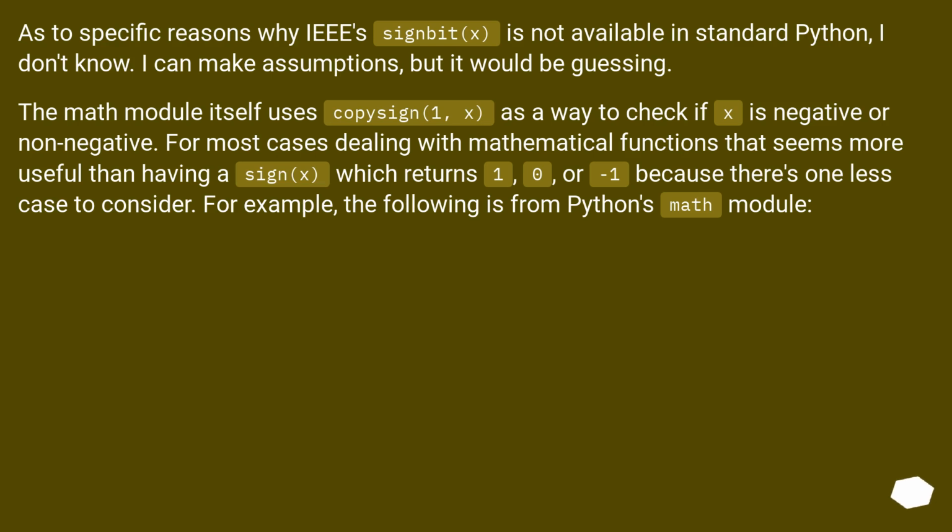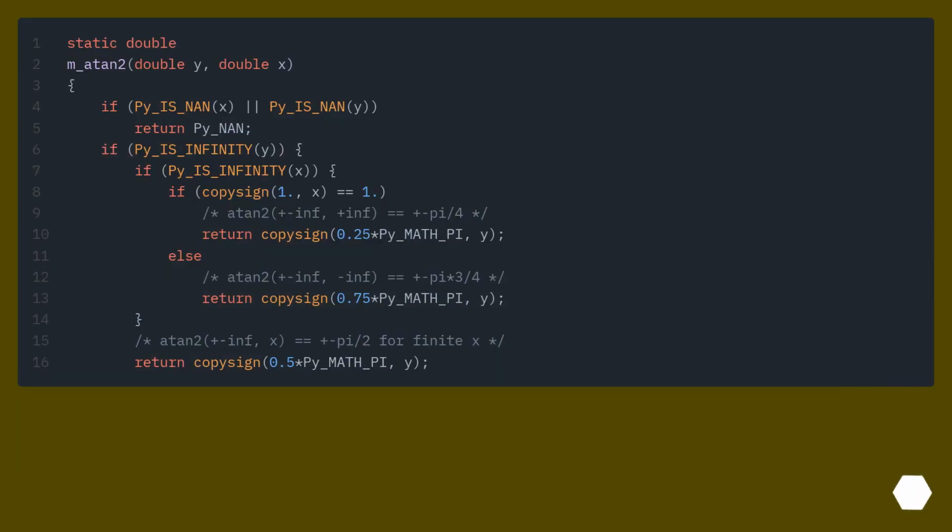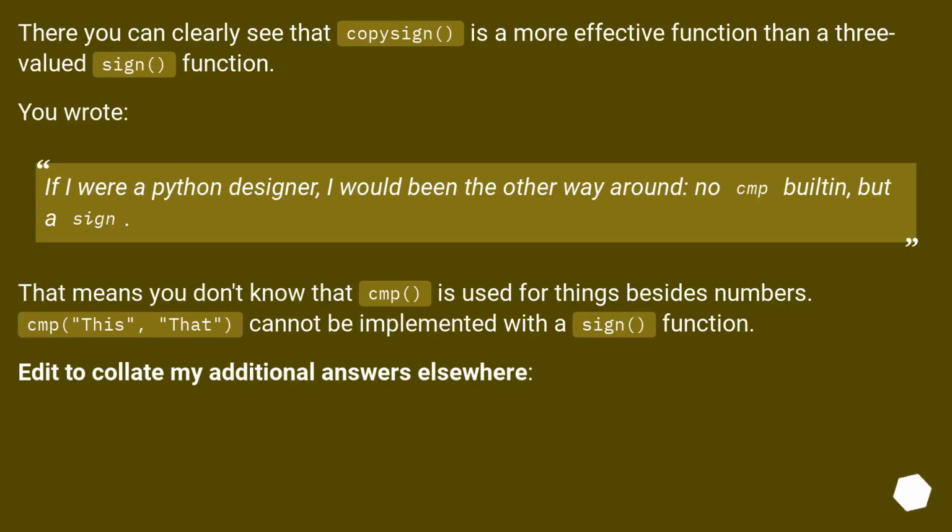For example, the following is from Python's math module. There you can clearly see that copysign is a more effective function than a 3-valued sign function.